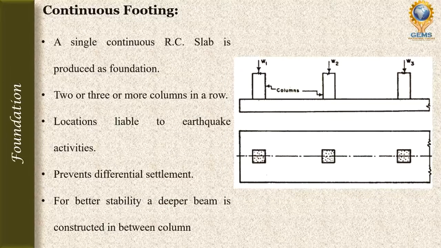Next is continuous footing. In this type of footing, a single continuous reinforced concrete slab is provided as a foundation. See here, this is one RC slab. From here we have three columns. So this is the continuous footing. This will go on.